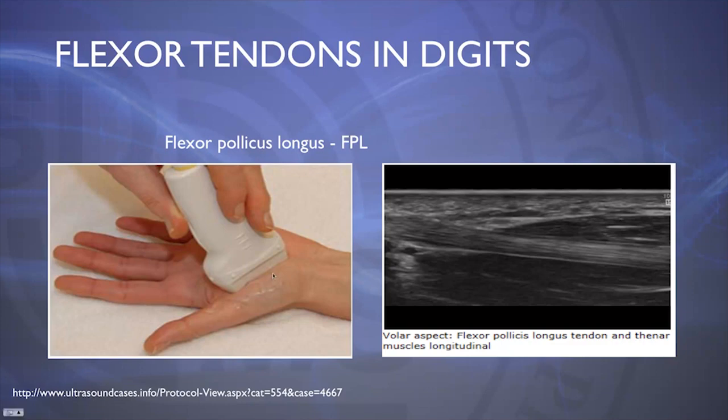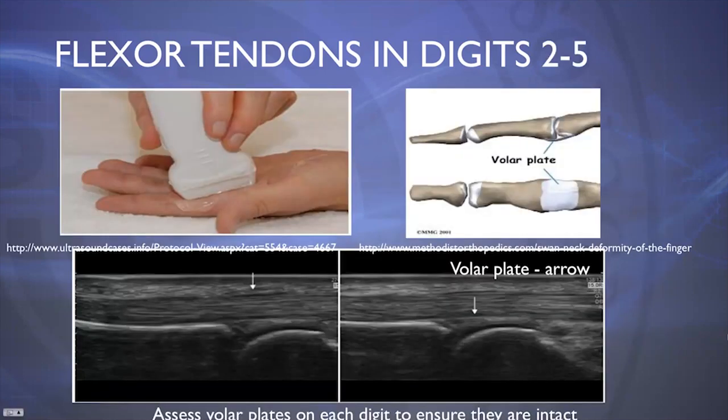You may be asked to look at the volar plates within the fingers themselves to assess if they're intact. They look very similar to the plantar plates that are in the feet, and again being assessed for the same reasons, to see if they're intact. This is just showing you here what they look like on ultrasound and where they're located if you were to put the probe, and what they look like on a diagram.